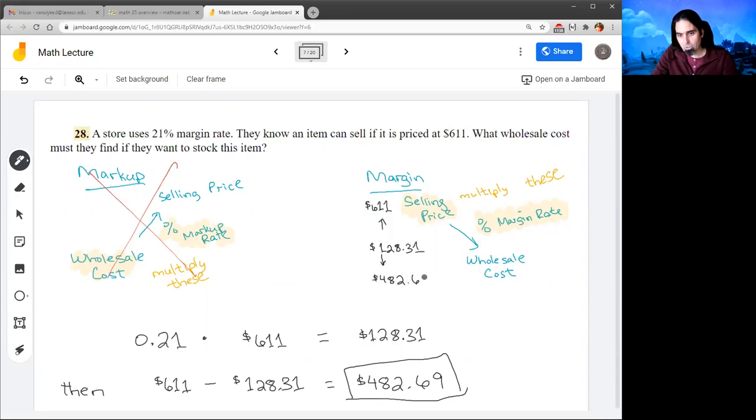They need to check all their possible suppliers and say, hey, can you get my store, whatever this is, for $482.69 or cheaper? And they can say, sure, we can supply it to you for $480. And oh, great, we'll stock the item. But if all of their suppliers said, nope, the cheapest we can do is 500, then your store would have to say, well, we have to not stock that item because we can't make enough of a margin selling it. Okay.